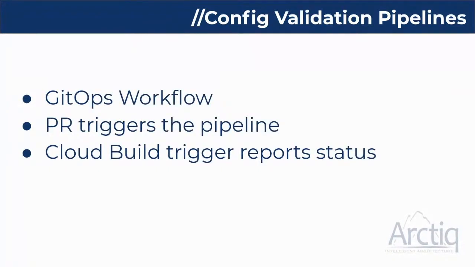Basically the workflow I want to show you is, again, that idea of a GitOps workflow. Nobody goes into Kubernetes and does anything by hand. You branch out to a feature branch, and you put a pull request in. A pipeline gets triggered to validate what you're doing. And Cloud Build is going to report back to your pull request and tell you whether the build passed or not, right?